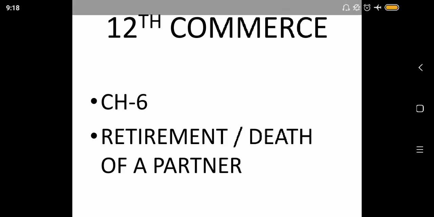As you all know, we have been doing chapter 6, that is retirement or death of a partner, for the past 15 to 20 days, I think. And the last sum that we learned was illustration 25, and the homework was the last sum of the exercise. The sum was about death of a partner. We have also learned the concept of retirement before the concept of death of a partner.